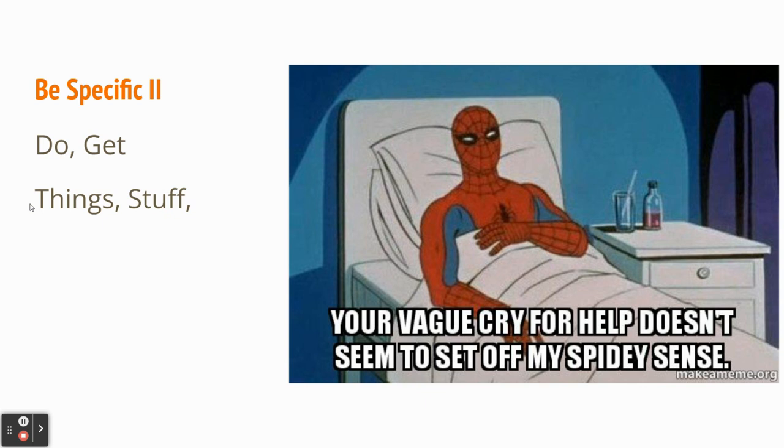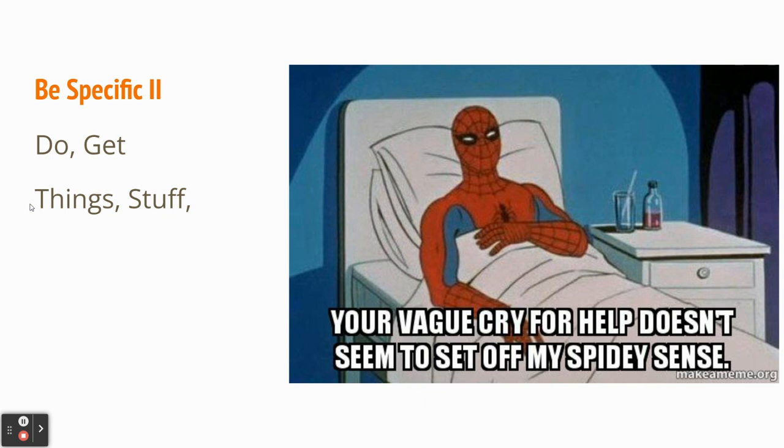The word do, the word get, the word things, the word stuff. They are not very specific. "I don't get it" doesn't help anyone understand what the problem is with whatever someone is trying to teach or whatever someone is trying to illustrate. Stuff. I don't know if you mean stuff something into a bag. I don't know if you mean the stuff I am talking about in class. I don't know if you mean that it's time to stuff your face with an afternoon snack.